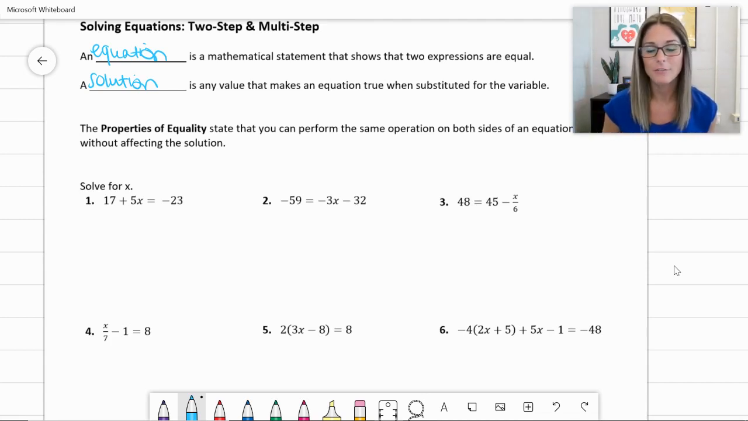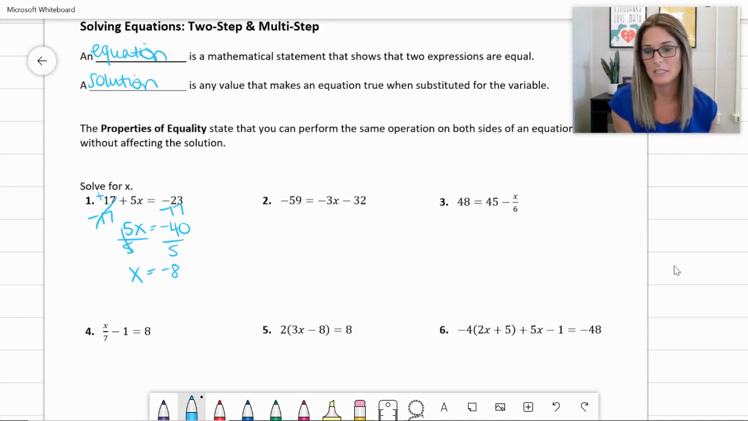So the first thing I'm going to do is get rid of that 17. Right now it's being added in my equation. It's also positive, so I want to make sure to subtract 17 on both sides. Negative 23 minus 17 is going to give us negative 40. And then you want to get rid of the 5 coefficient on the x. Those are multiplying, so use division. Divide both sides by 5. Negative 40 divided by 5 is negative 8.